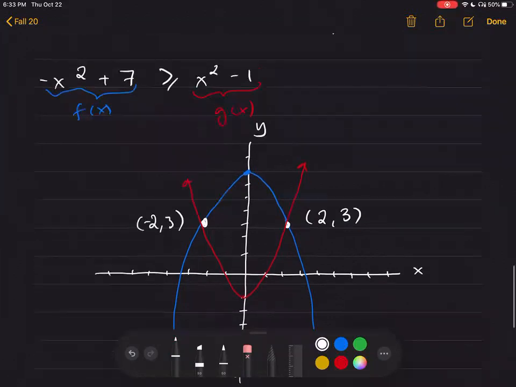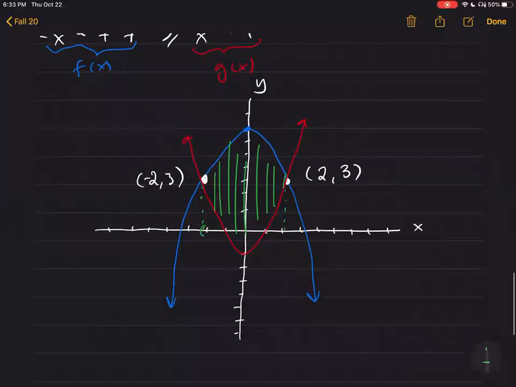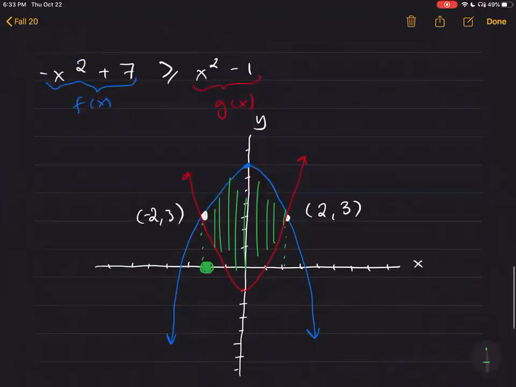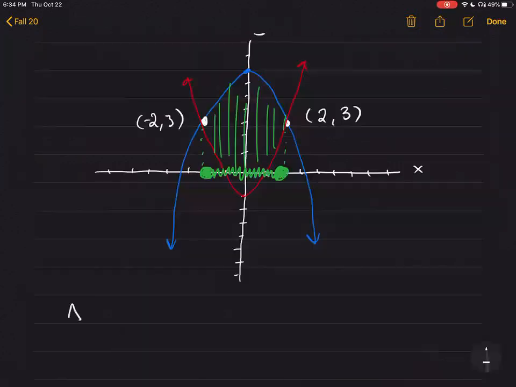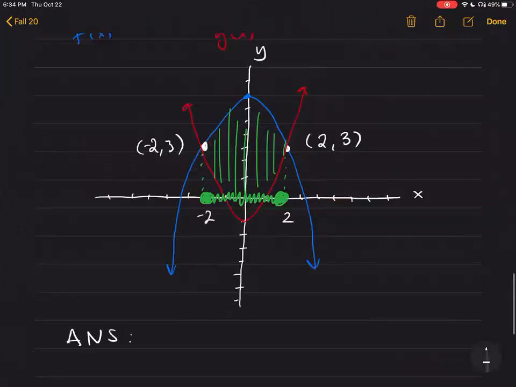Okay, and so we want to know where the blue is greater than or equal to the red. So that's where the blue is above or at the red. So that's kind of here. So if we drop this down, this time we're going to use closed circles because we're doing greater than or equal to. So we also want to see where they cross, right? So closed circle there, closed circle there, where they're equal, and then where the blue is greater than the red is in between. And so if we were to write this answer out, this is -2, this is +2, so it's going to be closed bracket, -2, 2.